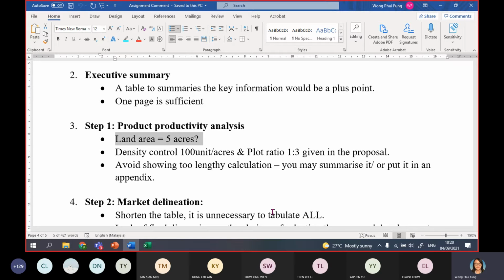So if you want to argue your land is 5 acres, first you should put all the references in the report so that I know your land area, because you measured like this and like this, that's why you got 5 acres, then I can accept. Second, if you are not so sure your land is 5 acres, you should come and clarify.